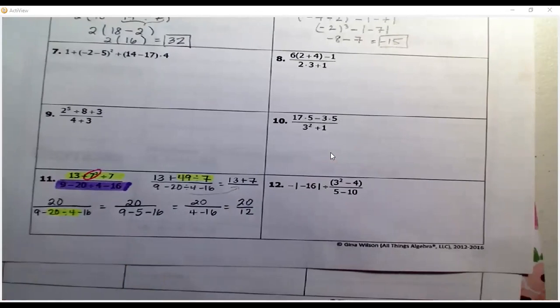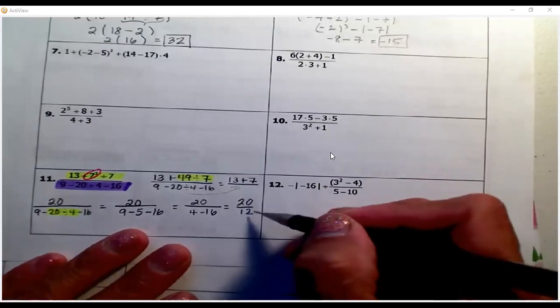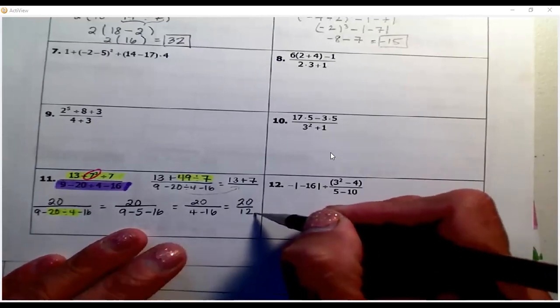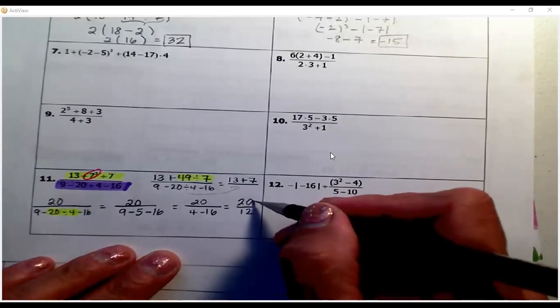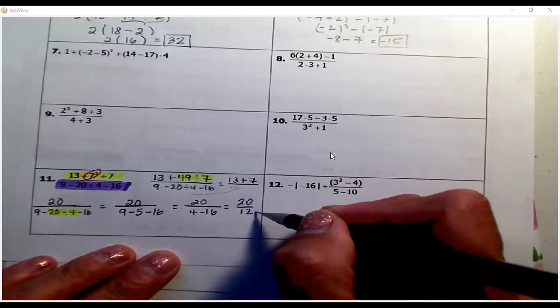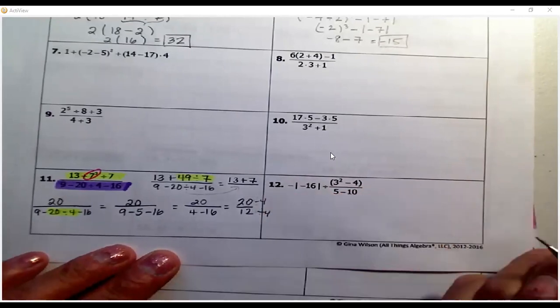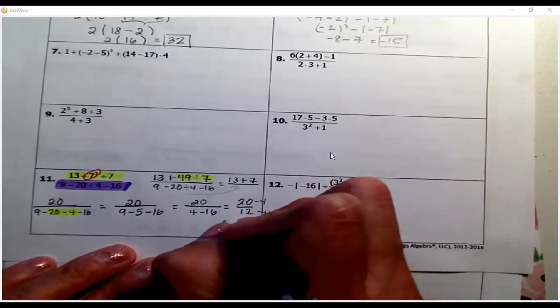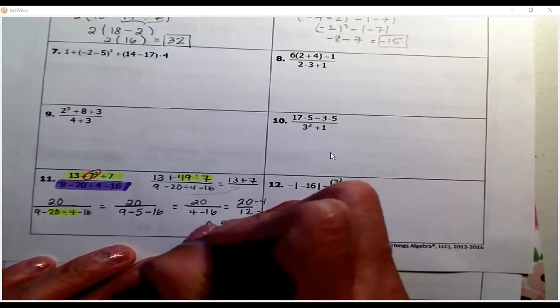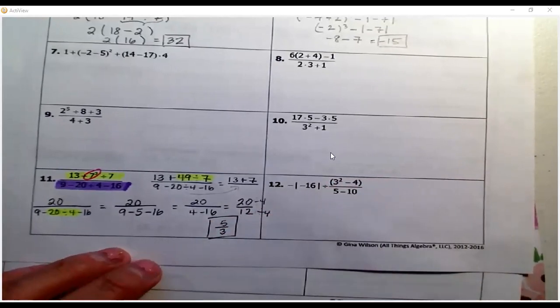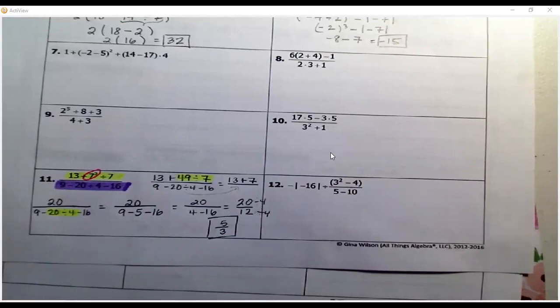Now 20 over 12 is a fraction. So can I reduce this fraction? I can divide out by the greatest common factor. The factor that goes into 20 and 12 is actually 4. So I'm gonna divide out 4 on top, divide out 4 on bottom. So I'm gonna get 5 over 3. And that's my answer. Any questions?